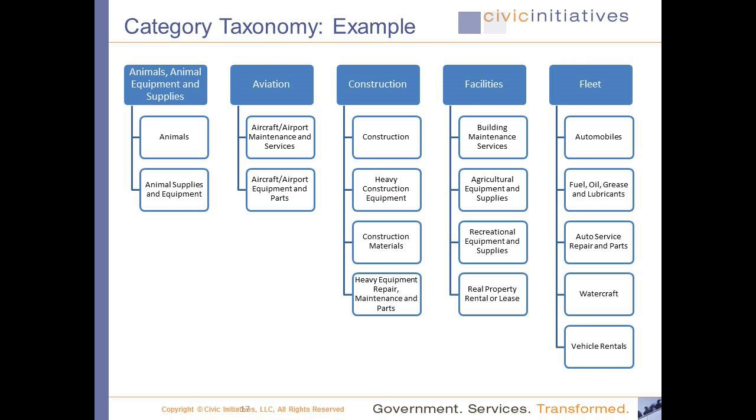So this is just an example of how we work about building a taxonomy. If I were actually doing this where this was a project, we would have pages and pages and pages of this, right? But just to give you some sense, we would say your high level is this, and then the breakdown. If we look at fleet, right? Fleet might be automobiles, and then fuel, service and repair, watercraft, vehicle rentals.